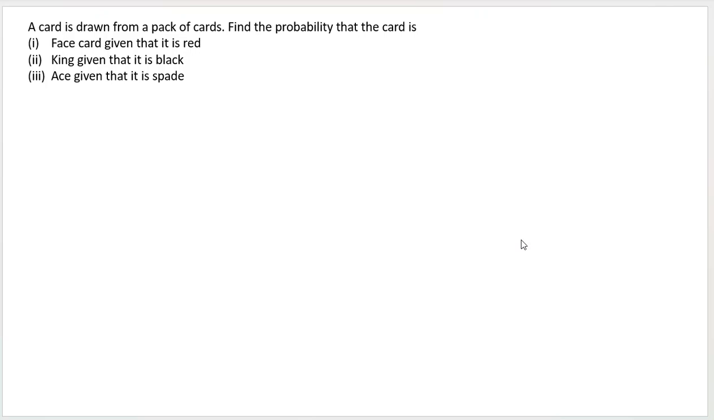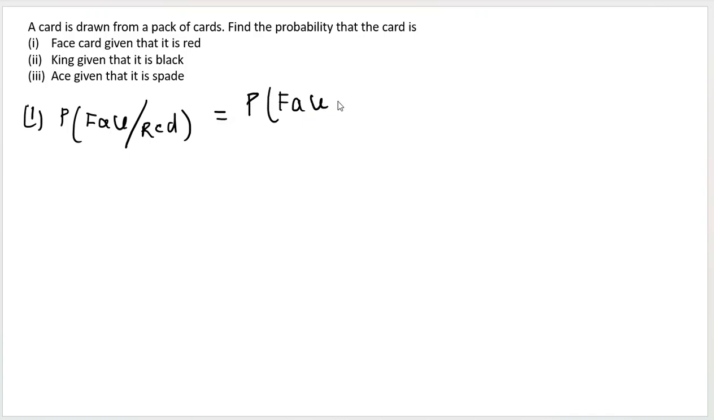Now we take another problem. A card is drawn from a pack of cards. Find the probability that the card is a face given that it is a red card. So we answer this problem using this approach. We are interested in probability of getting a face card given that it is a red card. So this has to be equal to probability of face intersection red upon probability of red. Although it is intersection, we call it "and".